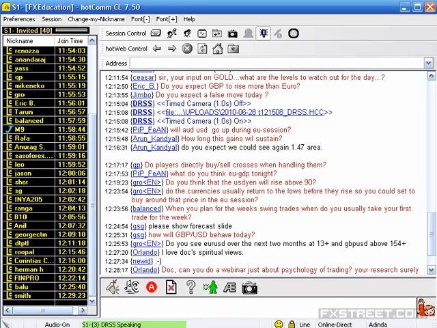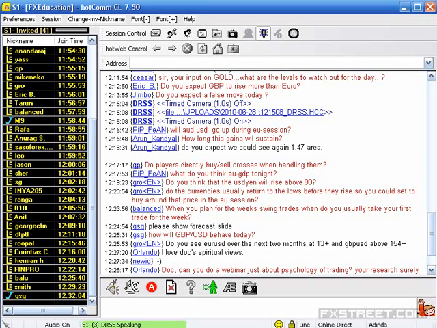Then, do you expect we could see the 1.47 area again? Arun, it appears that you are asking for 10 into GBP. No, I am not expecting that. That is my expectation. It can be true or it cannot be true, and you cannot just blindly go with that and say, no, I was wrong, and spend all your time commenting about it.